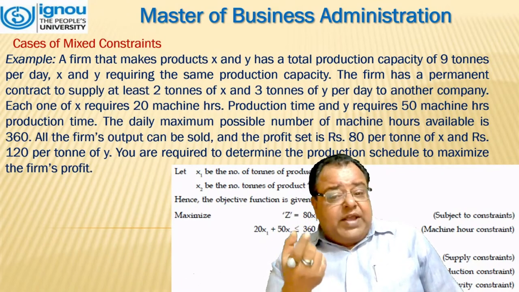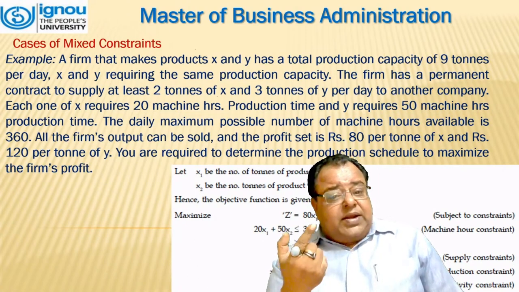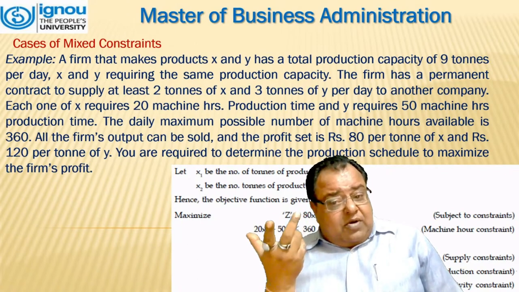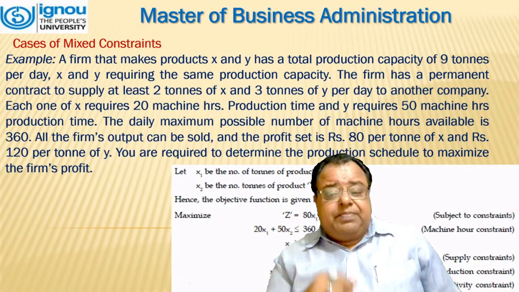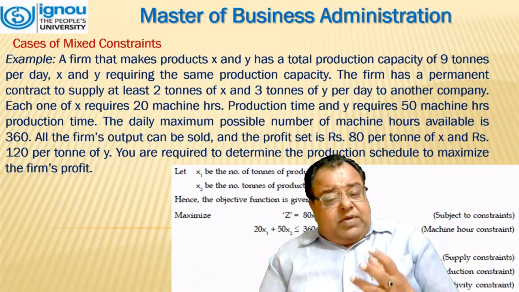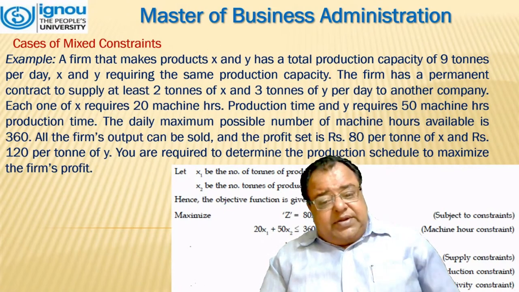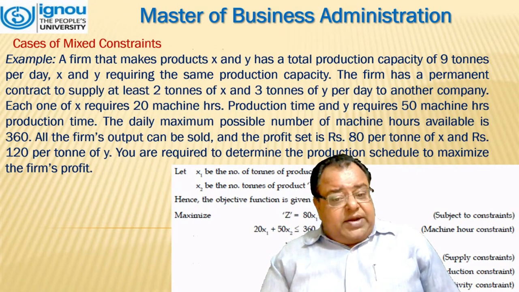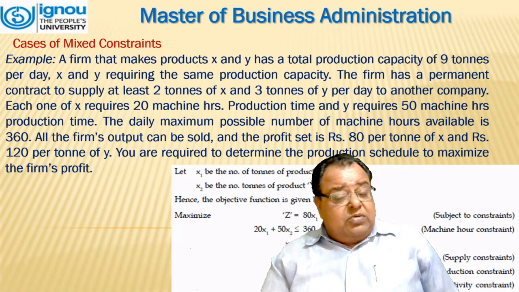What is the objective function? We have to maximize the total profit. The profit is 80 per ton for X and 120 per ton for Y. So that means Z will be equal to 80x1 plus 120x2. This is subject to the different constraints. Going back to the problem, we have the machine hour constraint, that is 20x1 plus 50x2 should be less than or equal to 360.